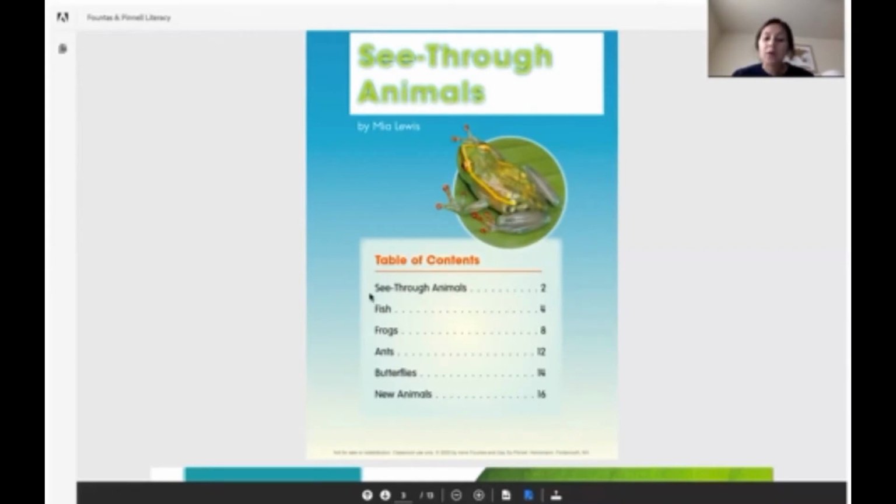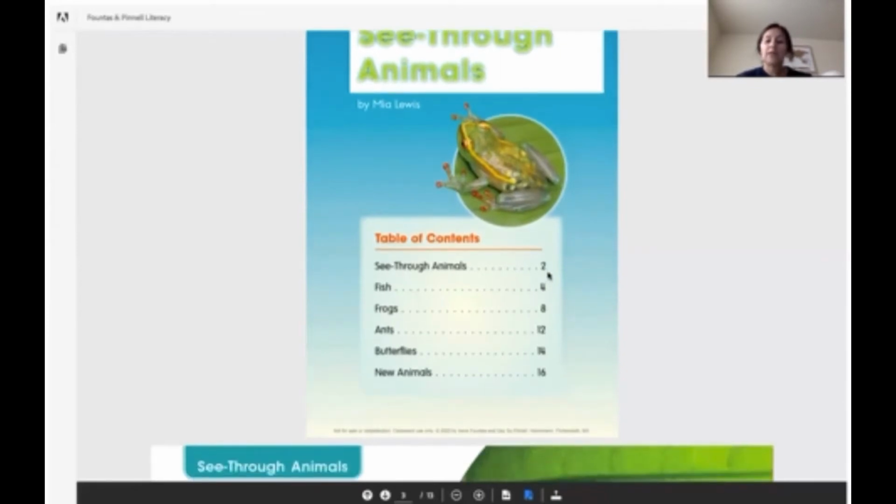So, for example, the first line right here, what does it say? Yeah, it says see through animals. And I can follow the little period dots and boom, it says page 2. So on page 2, I'm going to read about see through animals. What are we going to read about on page 4? Fish, nice. What are we going to read about on page 8? Frogs. What are we going to read about on page 12? What are we going to read about on page 14? And what are we going to read about on page 16? New animals. Nice job. So we're going to use our table of contents to help us.